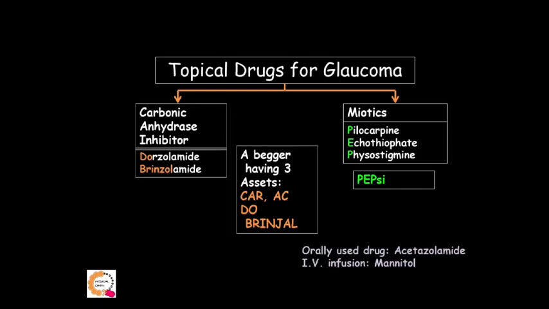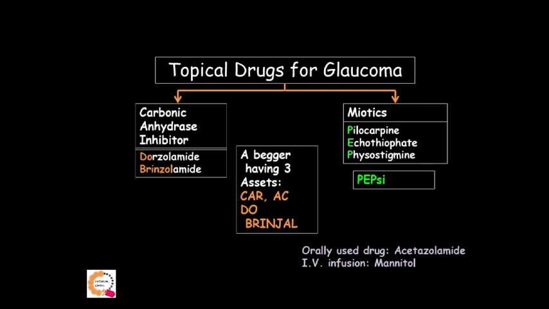The next class is carbonic anhydrase inhibitors. Basically it contains 3 drugs, but one, acetazolamide, is given orally, and these 2 drugs are given topically, which are dorzolamide and brinzolamide. A small trick is: a beggar having 3 assets. What are these assets? Car, AC, and Do Brinjal. Car for carbonic anhydrase inhibitor, AC for acetazolamide, Do for dorzolamide, and Brinjal for brinzolamide.